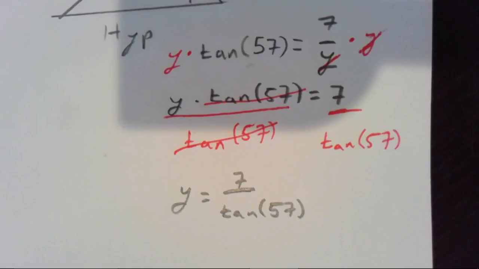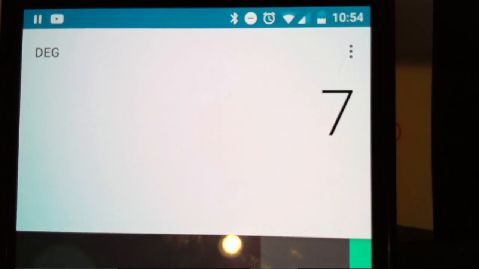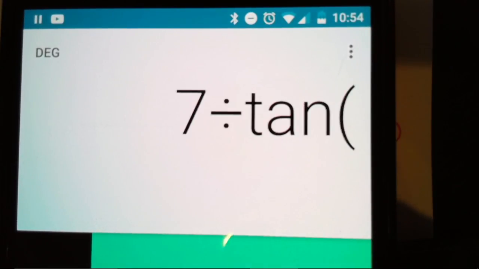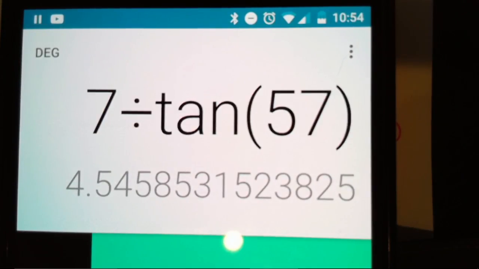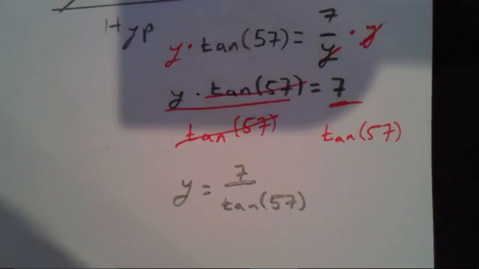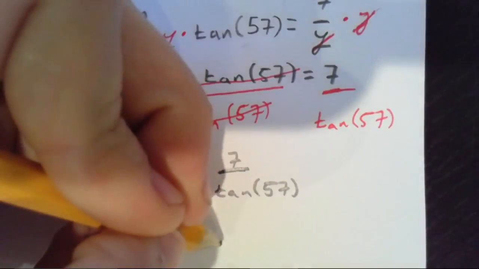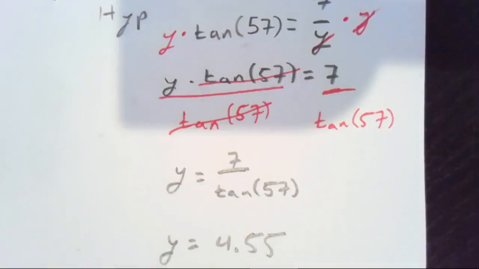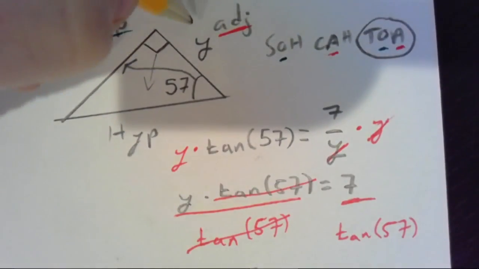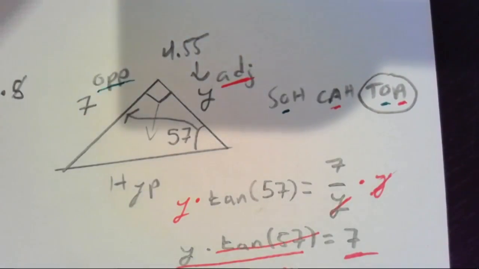So let's do that. I will clear that out. And I'm going to say, what is it? 7 divided by tangent 57. So 7 divided by tangent of 57. Close the parentheses, and I get that my answer is 4.55. So now I can say this side length that I was missing, y, is equal to 4.55. And if I want to put it up here, I could say, oh yeah, it's 4.55. That is my answer.